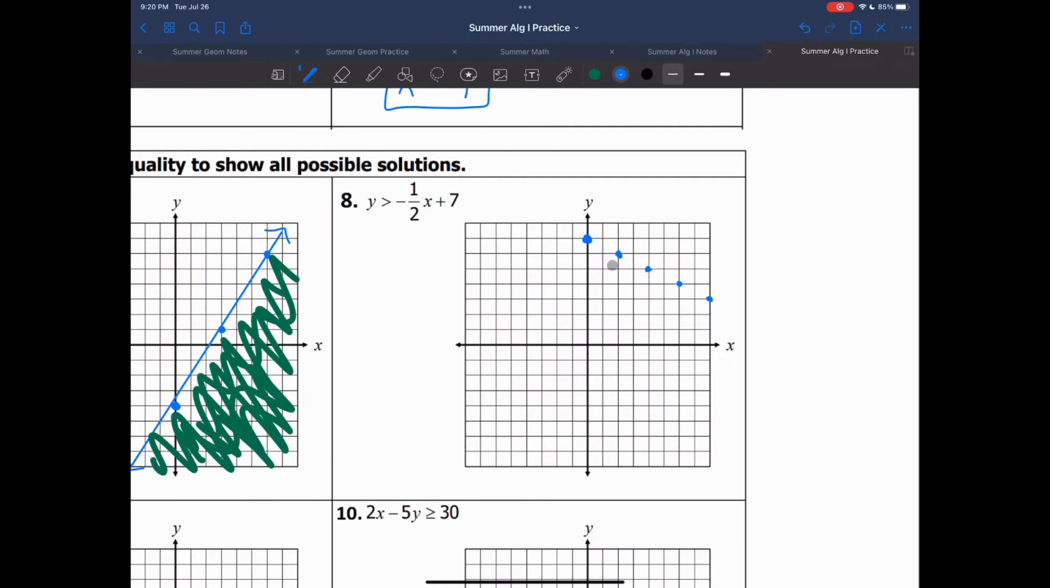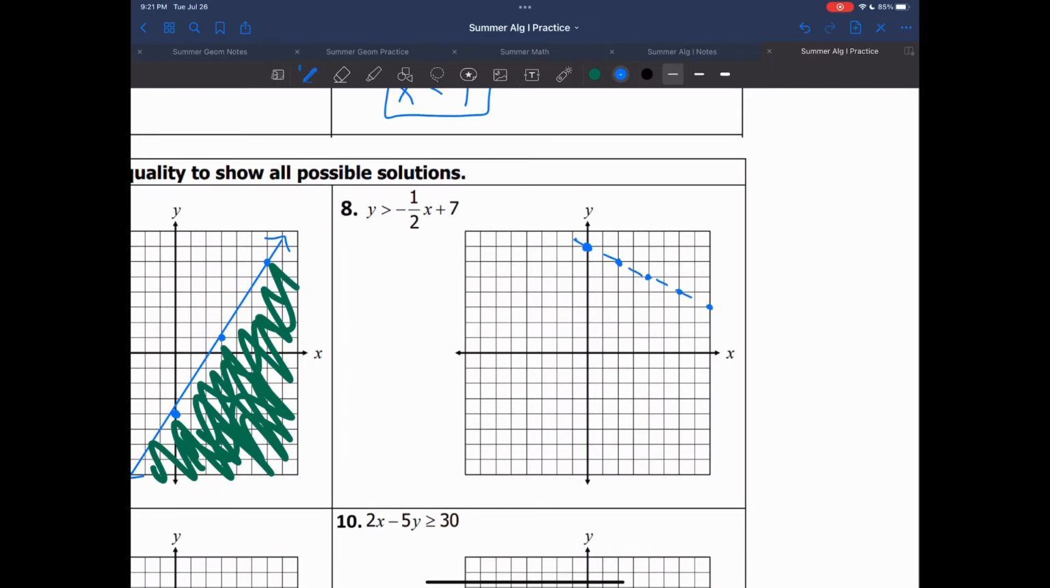Okay, now on this one, I'm actually going to have a dotted line, because if you look at our inequality symbol, there's no line underneath it, no solid line underneath it. So I just carefully draw a little dotted or dashed line.